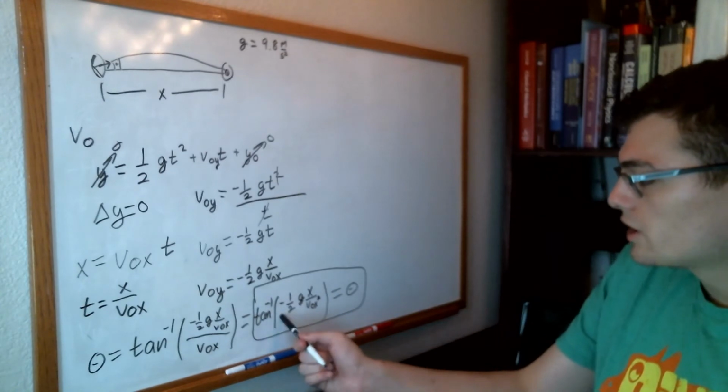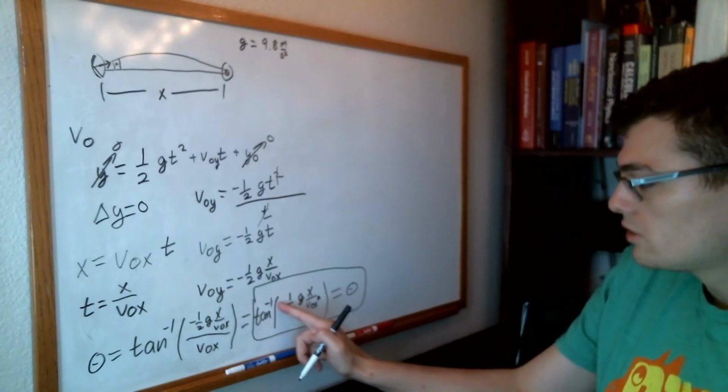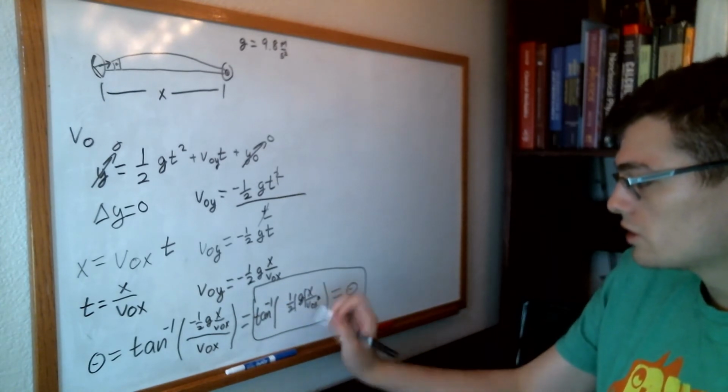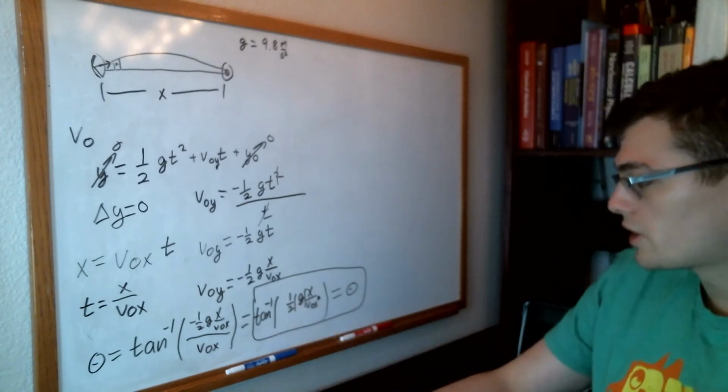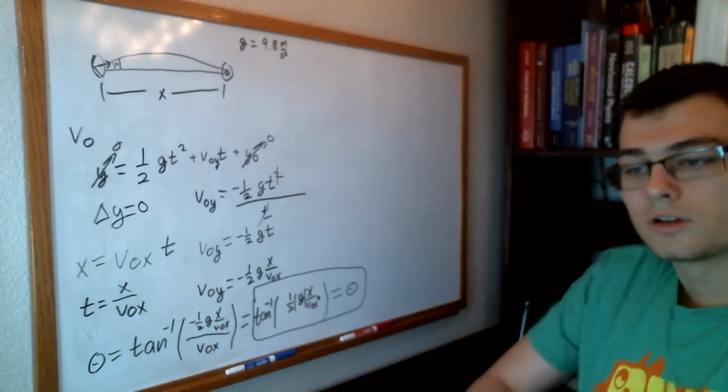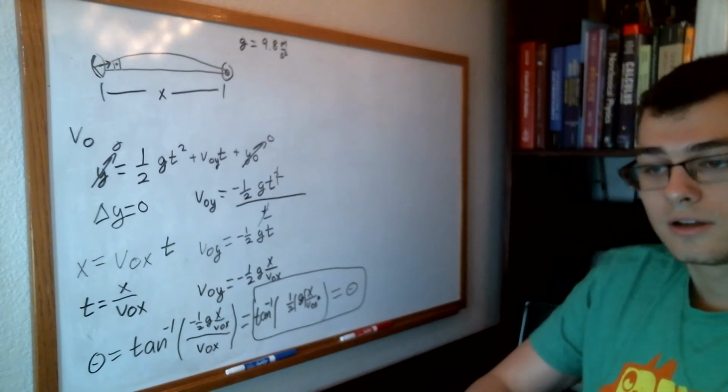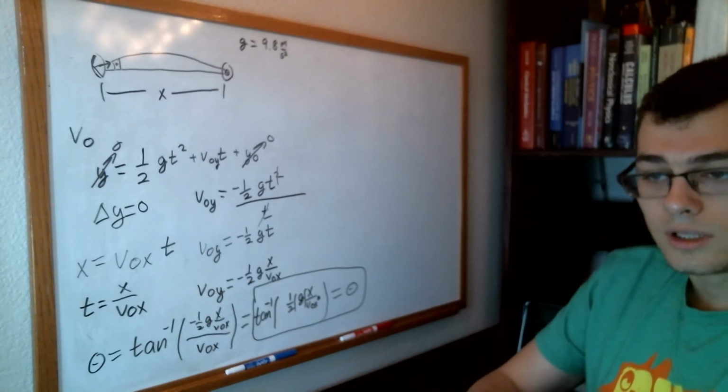And so this negative is going to cancel with the g, so we can just take the absolute value of g. So you just plug this into your calculator. You should be good to solve for that angle. That's all you have to do.